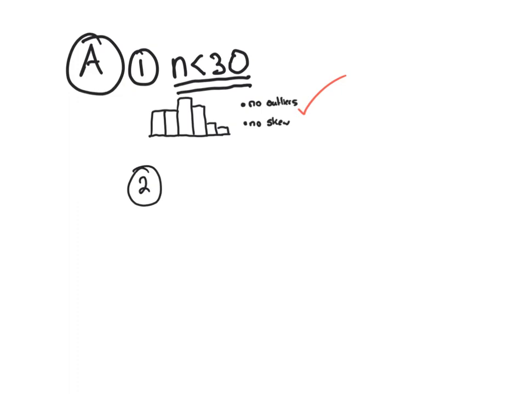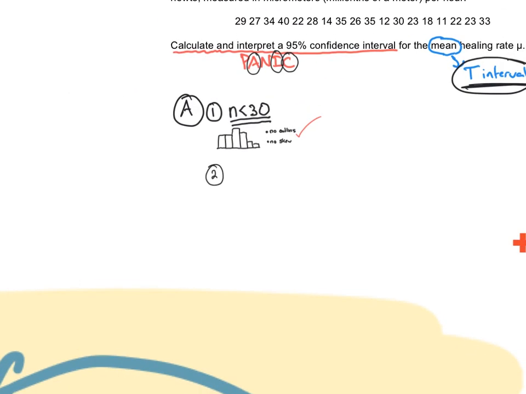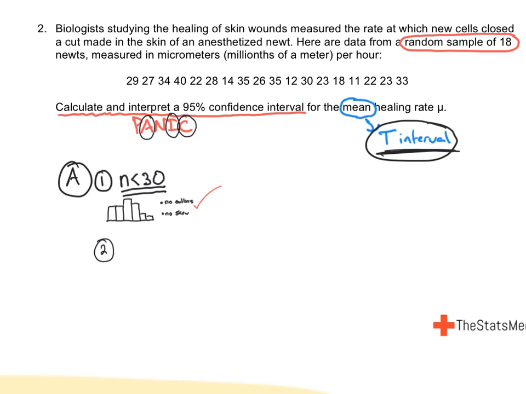All right, number 2, let me go back to the problem. What's our second check? We always want the word random in there. And I see the words random sample, so we're good there. I'm going to put a little check mark here. That's my bias check. I want to make sure it was unbiased, so make sure it says random sample somewhere.